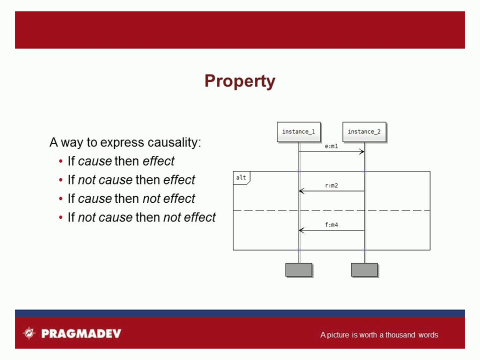What about the property we want to verify? A property is a way to express causality. If a cause or not a cause, then an effect or not an effect. In the example here, for example, we could say if M1 is sent from instance 1 to instance 2, then M2 is right, but M4 is wrong.